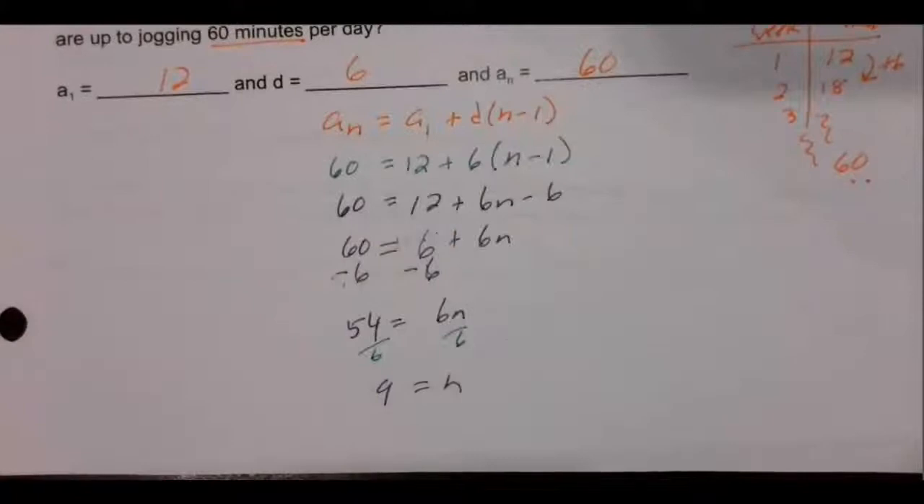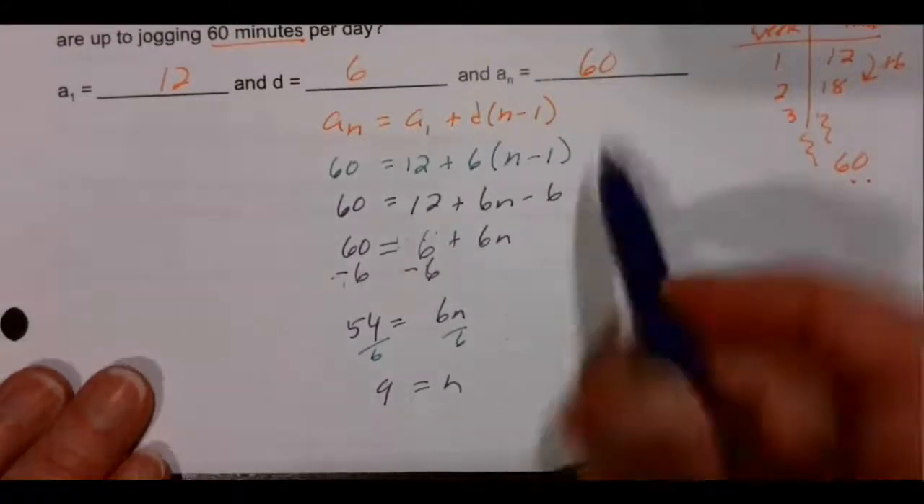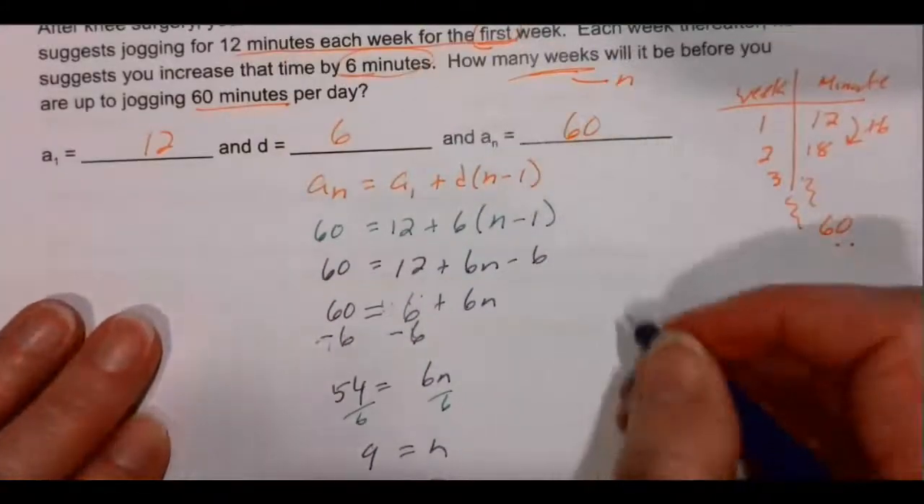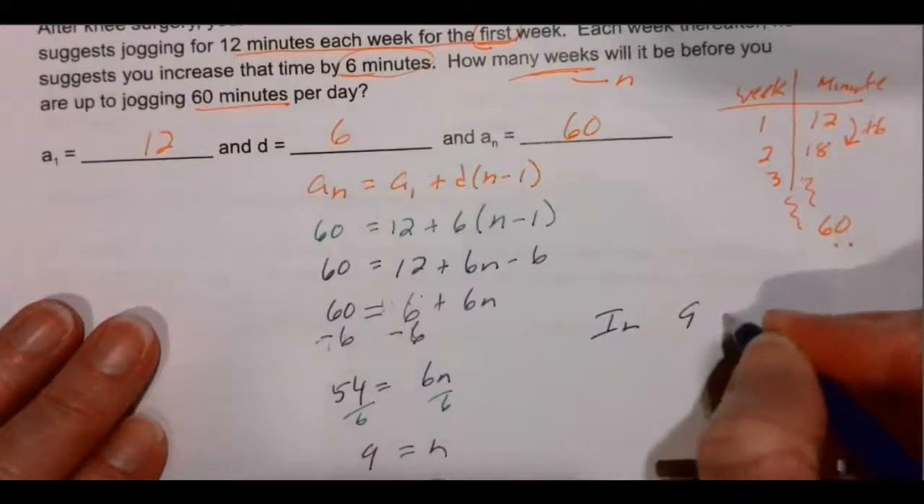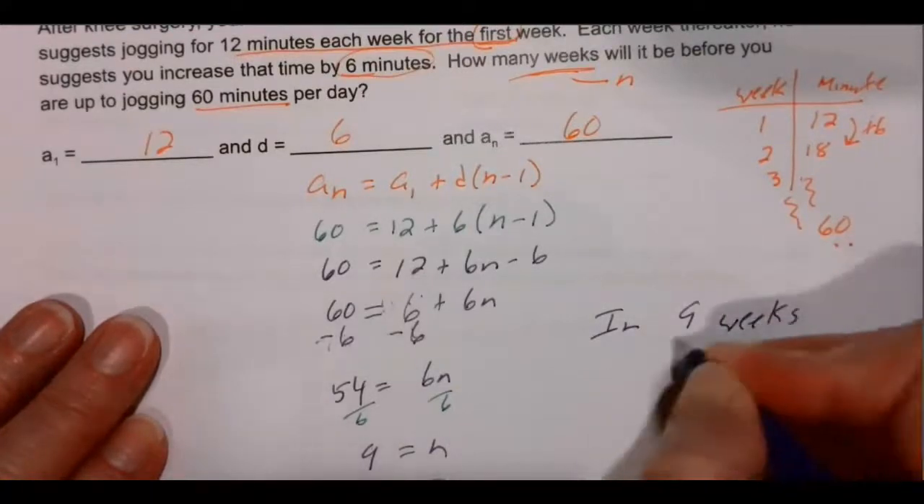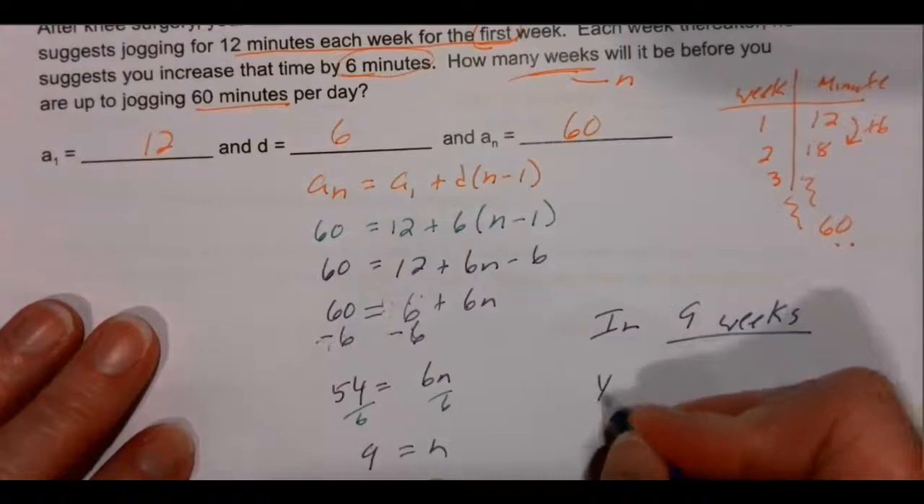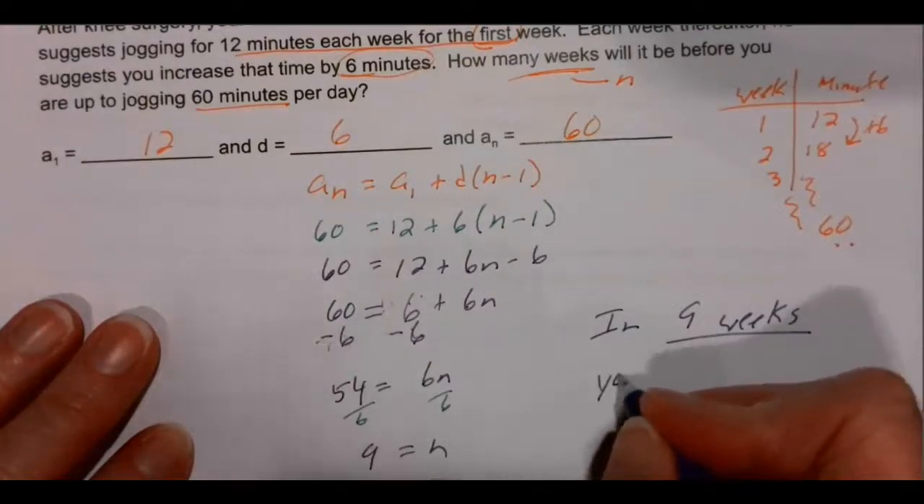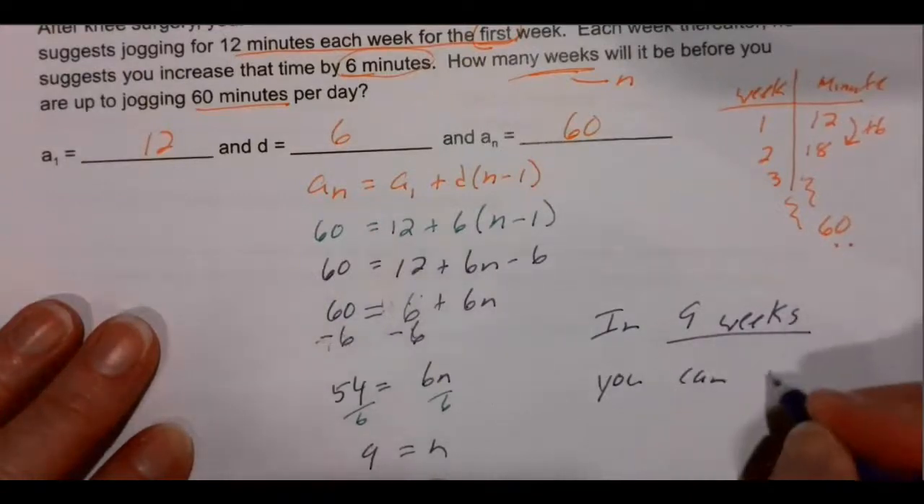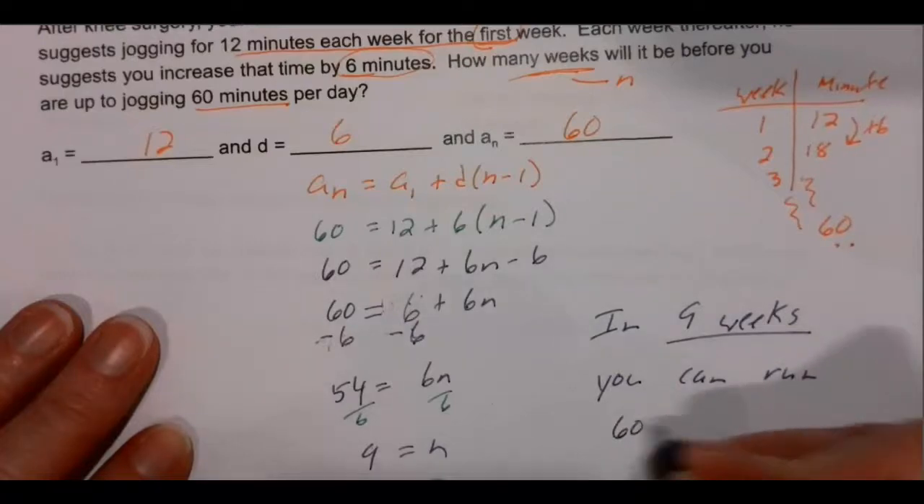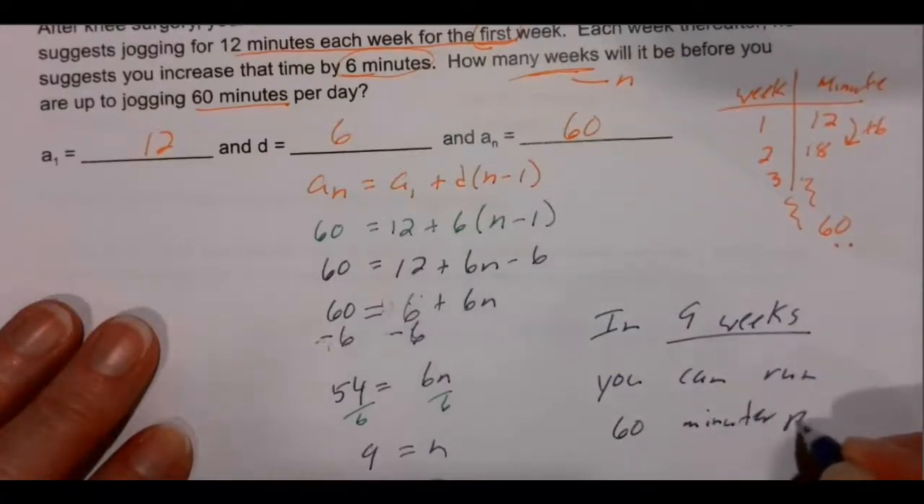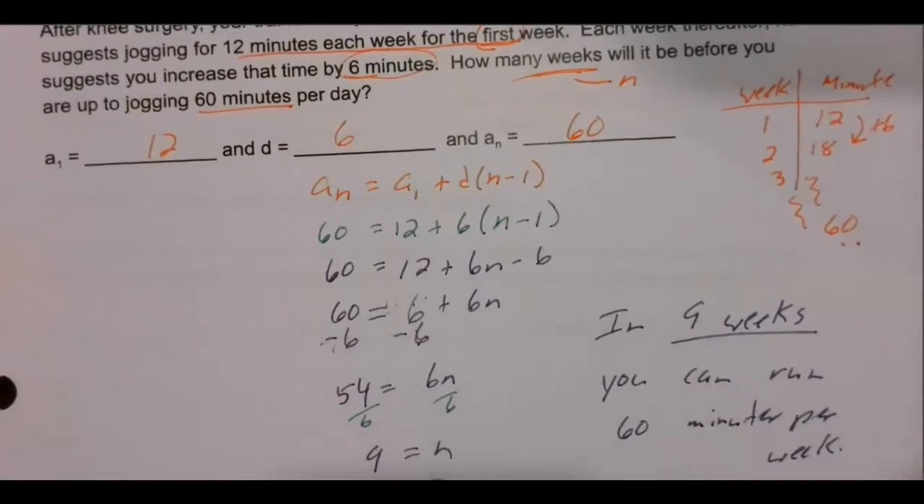Oops, you want to see the whole thing. So what does that mean? Well, what were they asking for? How many weeks? So in 9 weeks, you can run 60 minutes per week. Okay, so that's what they were looking for. You'd be able to run 60 minutes.